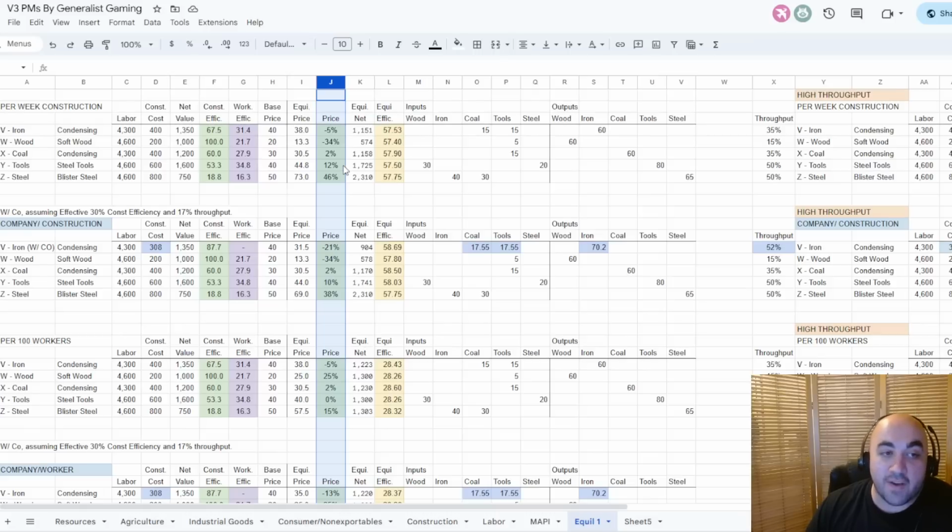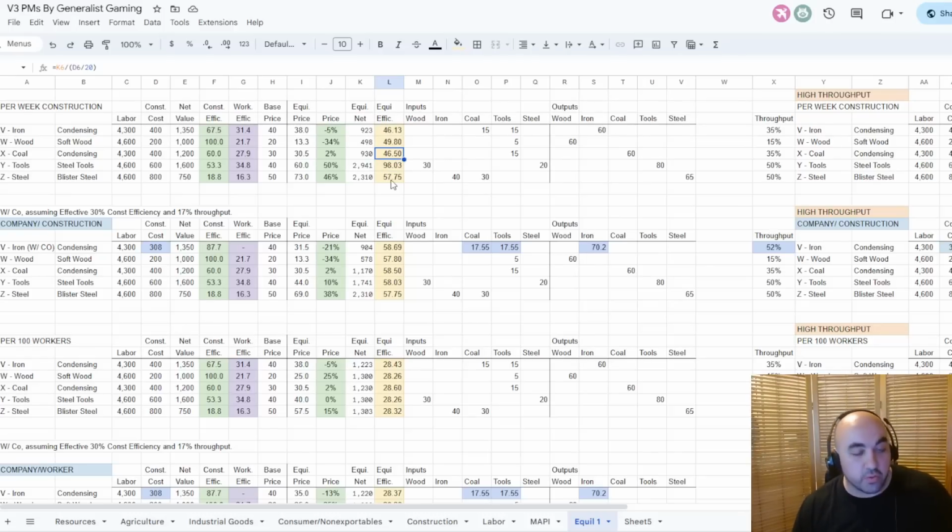And so we have minus 5% for iron, minus 34% for wood, 2% for coal, 12% for tools, and also 46% for steel. So steel is extremely expensive. If we were to manipulate any one of these prices, it would also change the equilibrium for other stuff as well. So if we were to change this from 44.8 to 60, for example, it's not just moving the equilibrium efficiency of tools, it's also changing the equilibrium efficiency of all the other PMs that use tools, because the tools are going into it.